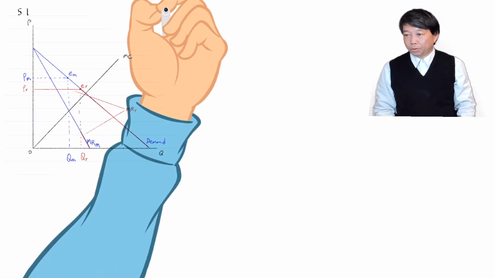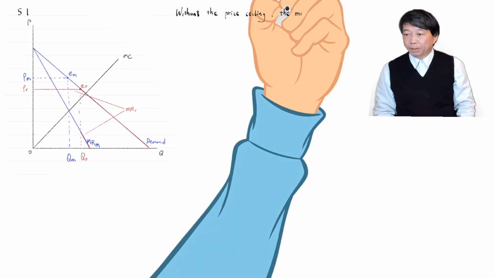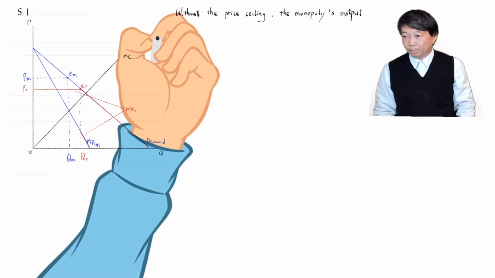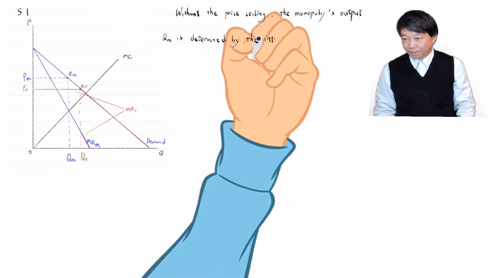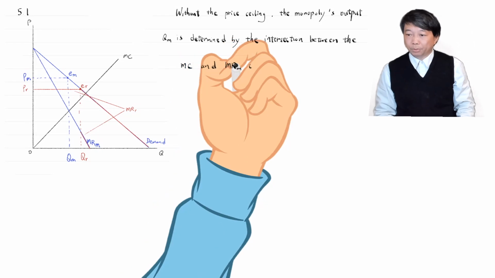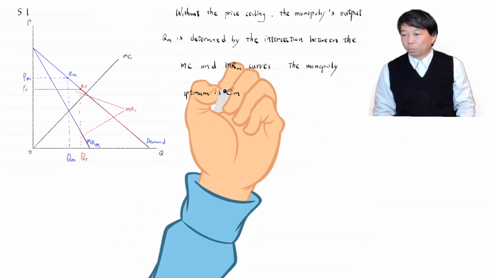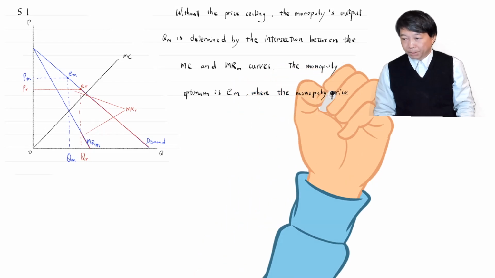The figure shows the monopoly optimum choices without and with price regulation. Without the price ceiling, the monopoly's output, QM, is determined by the intersection between the marginal cost and the marginal revenue curves. The monopoly optimum is EM, where the monopoly price is PM.